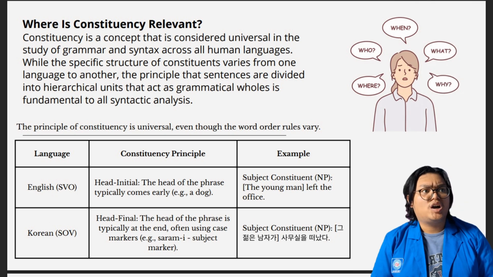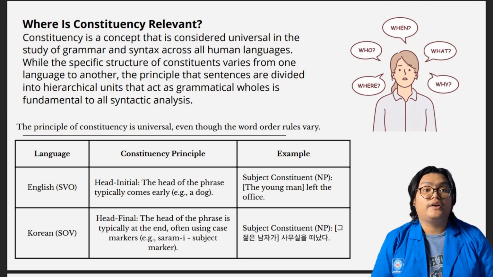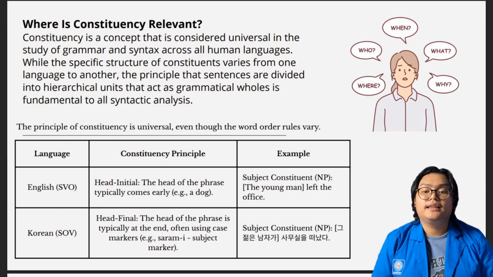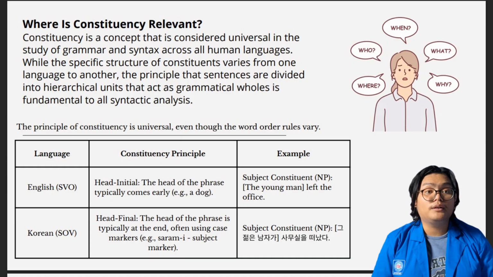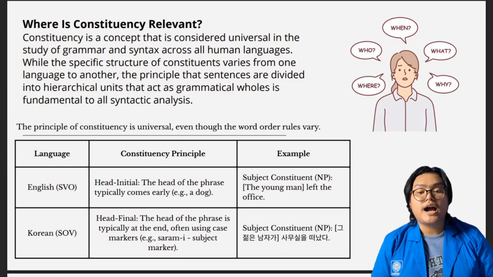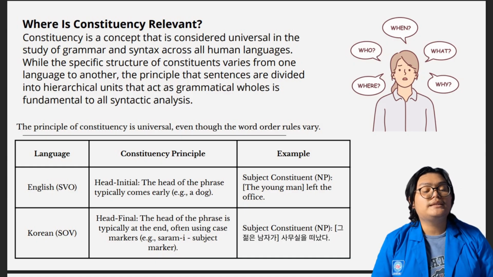Where is constituency relevant? Constituency is a concept that is considered universal in the study of grammar and syntax across all human languages. While the specific structures of constituents vary from one language to another, the principle that sentences are divided into hierarchical units that act as grammatical wholes is fundamental to all syntactic analysis. The principle of constituency is universal, even though the word order rules vary.